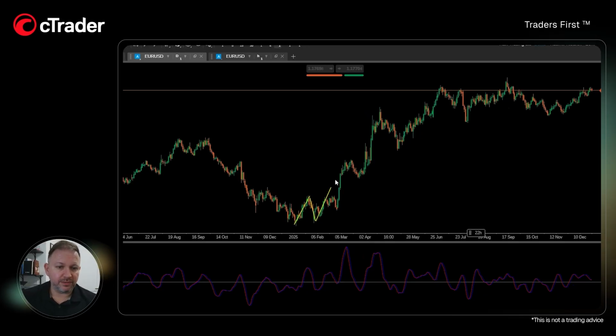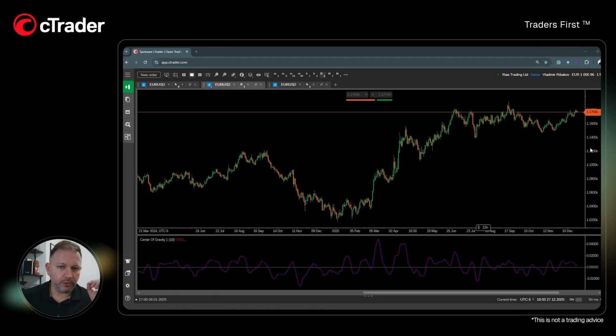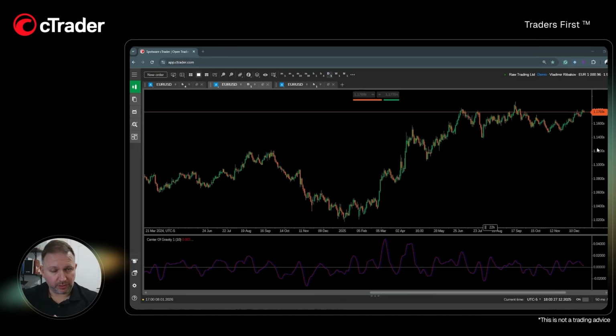So when you have sequence of higher highs, higher lows on the price, and then you have the price dropping down and crosses up above the 0 again, these crosses could give a great signals for the trend continuation. And these are the most popular usages of the fantastic indicator called the center of gravity.